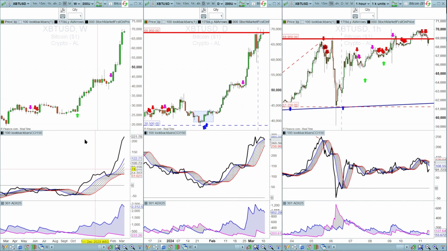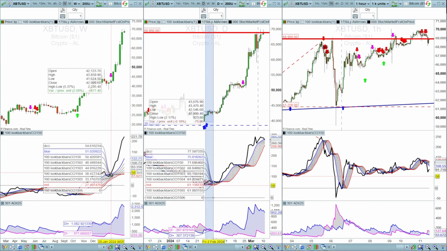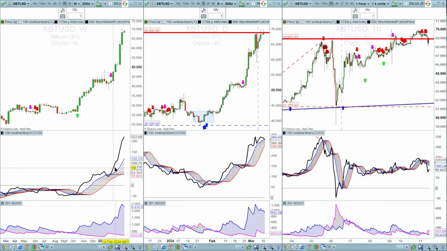Now, the reason I've got the different time frames: if we're trading on the 1 hour time frame, for example, you would trade only when the daily and the weekly align. So for example, back here on the weekly, it's broken to the upside. So you take long trades only based on the daily, weekly and hourly.